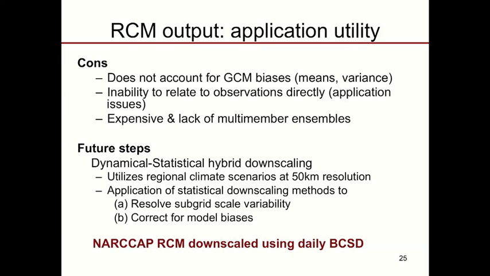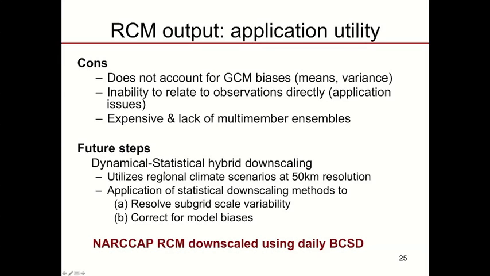So that's another problem. There's also a relative lack of multi-member ensembles, and these regional models are fairly expensive to run. So in terms of a probabilistic view of climate projections, we're currently not quite there when it comes to regional climate models. However, there are some future steps, and I think that a marriage between dynamical and statistical downscaling will be quite fruitful.